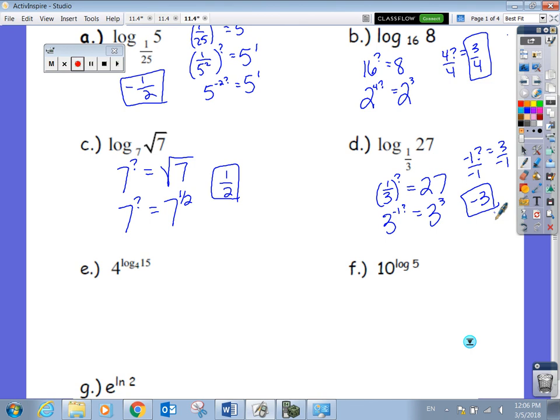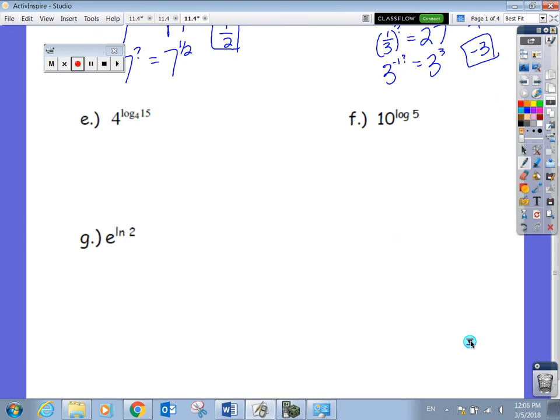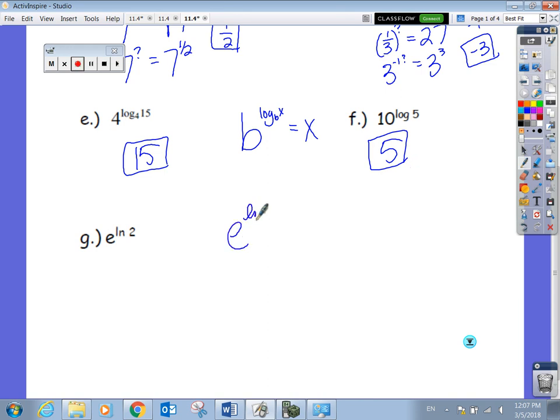And then E, F, and G are just using the log and the natural log, one of the properties that we learned. So E and F are with the log. So B raised to the log base B of x equals x. So here we get 15. Here we get 5. G is just the natural log version of that. e to the natural log of x equals x, because the only base that natural log can have is e. So this would be 2.